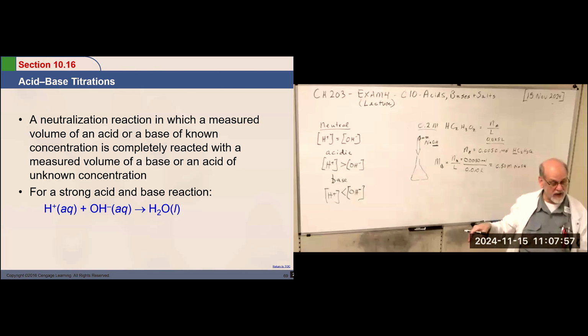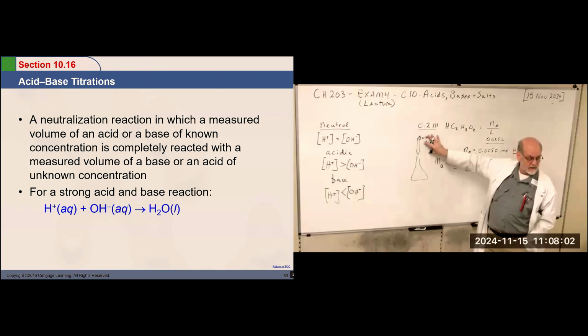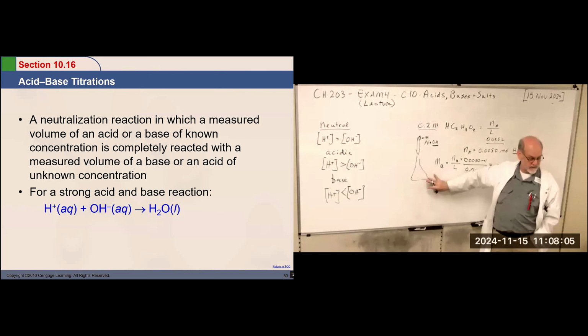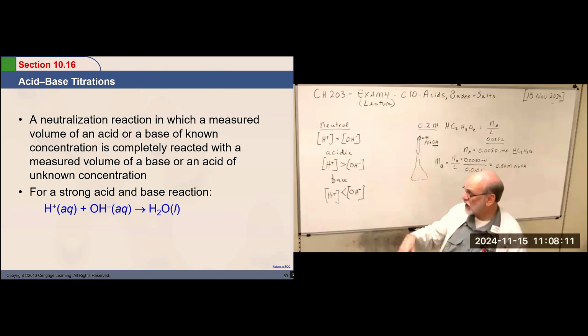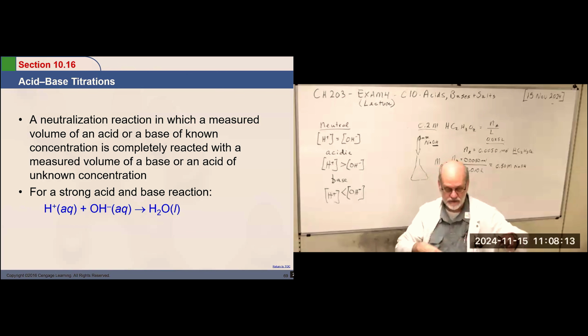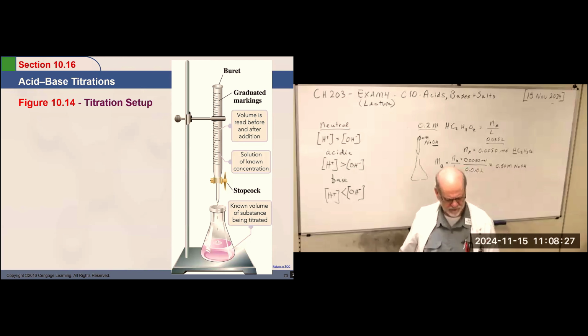We're using the stoichiometry of the reaction to determine an unknown concentration against the known concentration of acid. And it's based upon that equation. We know the hydrogen ion concentration, but we don't know the hydroxyl ion concentration. Then we compare them once we reach the equivalence point, in other words, neutrality. And there's the setup. That's a burette on the top. We just ran out of time to do one of these reactions.